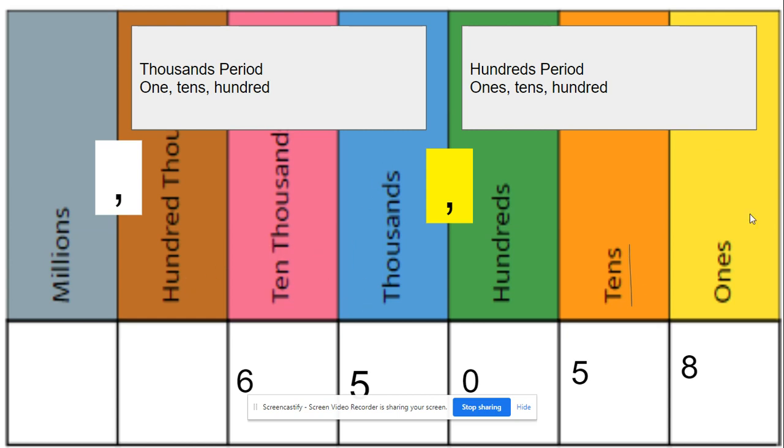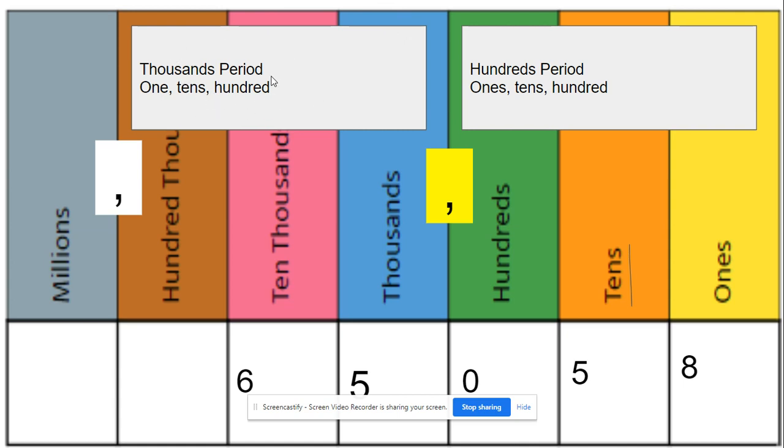Even though the pattern is the same, there is a big difference because of which period they're in. So 1 is very different from 1,000. If we were talking money and someone said, would you want $1 or would you want $1,000? I'm pretty sure you would pick $1,000. So the period matters, but it does follow the same pattern of ones, tens, hundreds, ones, tens, hundreds.